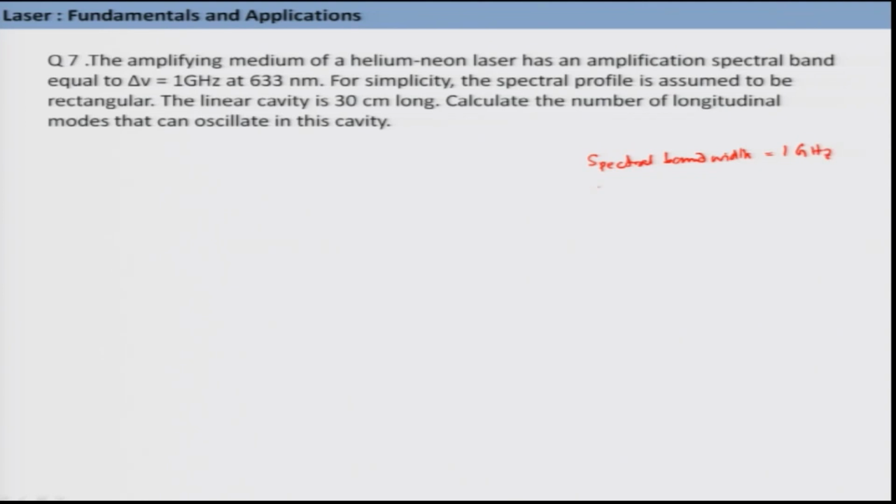Okay, and the central wavelength is 633 nanometer. And also the question says that the spectral profile is rectangular. So, you have bandwidth like this. Okay. So, most of the time we showed the bandwidth as something like this. So, here it is just like a rectangle. So, this makes our life much simpler.